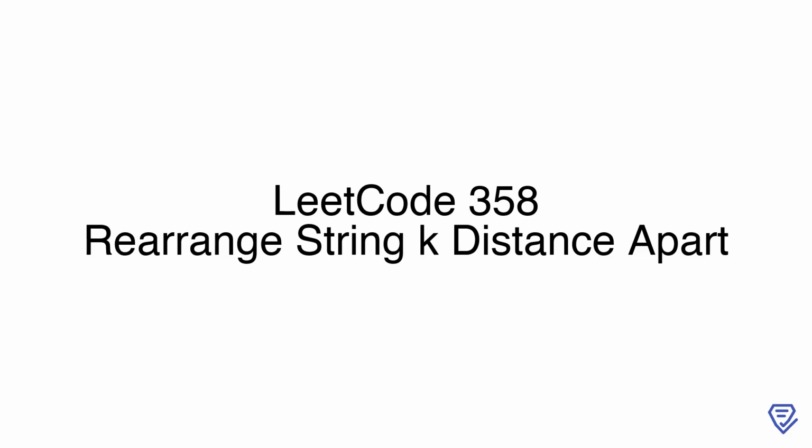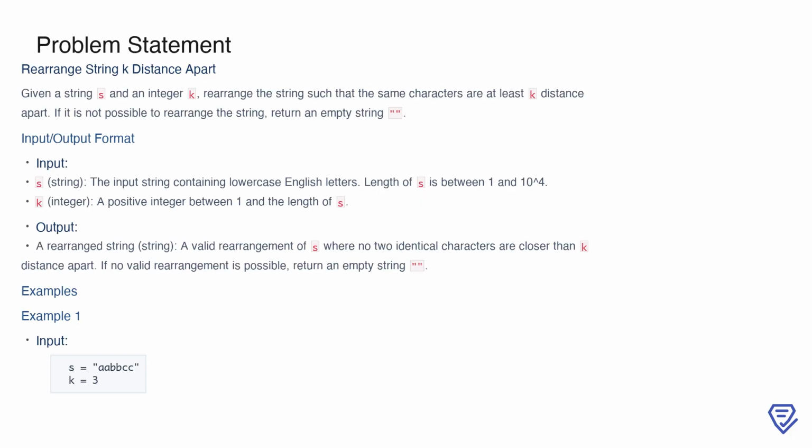Let's dive in. In this problem, we are given a string s and a positive integer k. The goal is to rearrange the characters in the string such that the same characters are at least k distance apart. If it's not possible to rearrange the string to satisfy this condition, we simply return an empty string. The input consists of the string s, which contains only lowercase English letters, and the integer k, which can range from 1 to the length of the string.